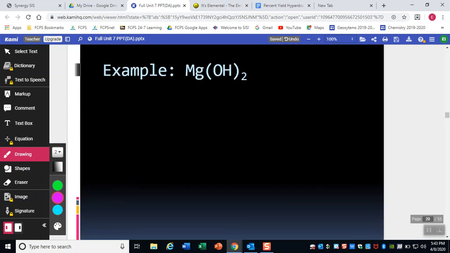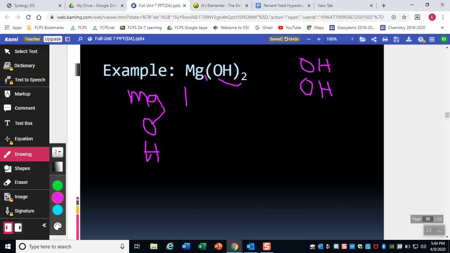Now I've got magnesium hydroxide. This is ionic, right? Because I have a metal and a non-metal. I've got magnesium, oxygen, and hydrogen. I've got one magnesium. Now I've got my parentheses, right? So that means I have two hydroxides. So that means I have two oxygens, 1, 2, and I have two hydrogens, 1, 2.